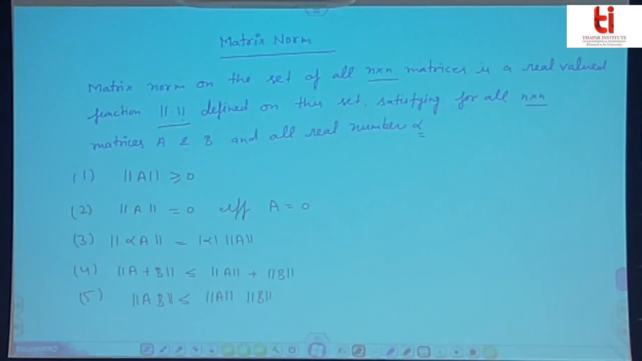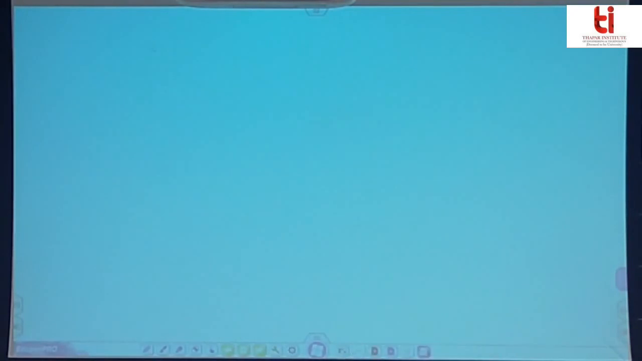So norm of A is greater than or equal to 0. The L infinity norm and L2 norm are defined as follows. The infinity norm of A is the maximum over i between 1 and n of the summation of A_ij, j equal to 1 to n, where A is the matrix with entries A_ij.